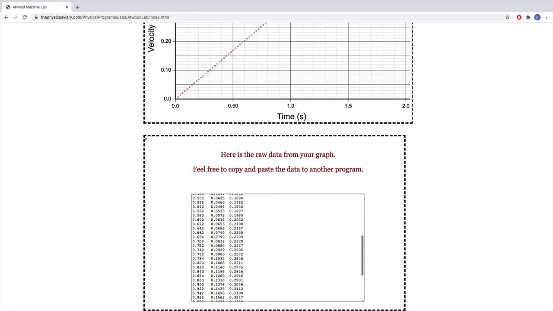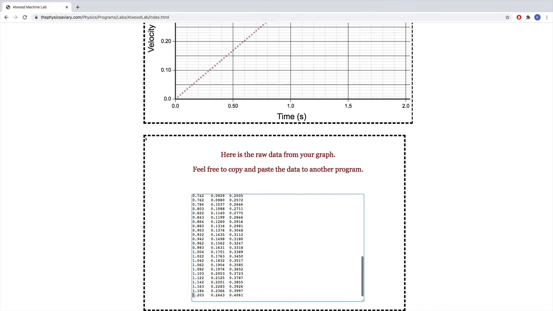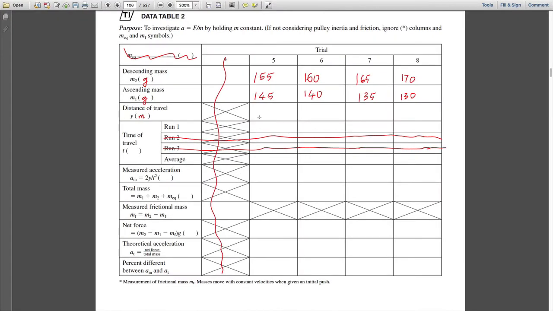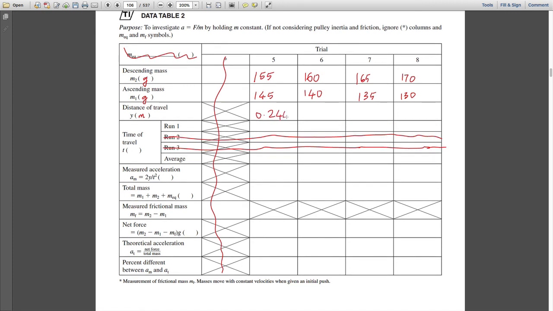Pick the last value as your time. Your time is now 1.2 approximately, and your descending height is now 0.2244. Then you're going to come here and plug in the height. The height is 0.244, and the time is, of course, 1.2 seconds.